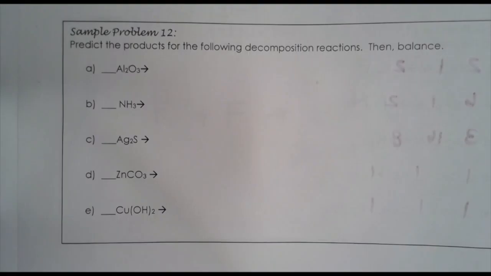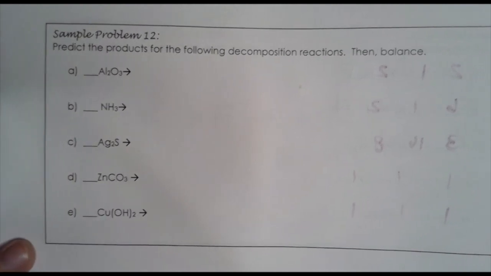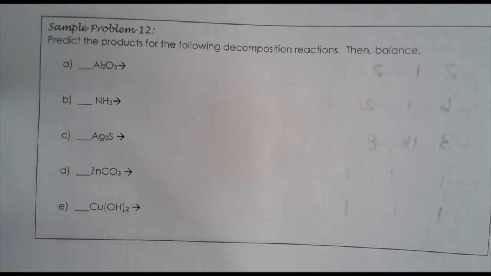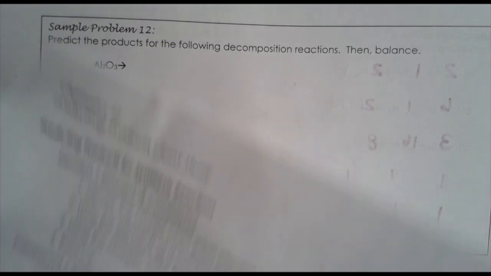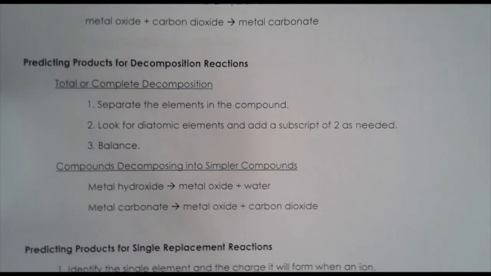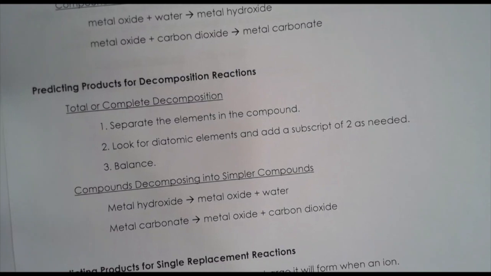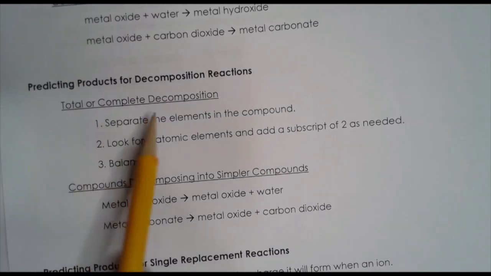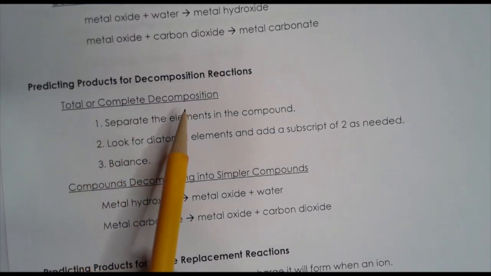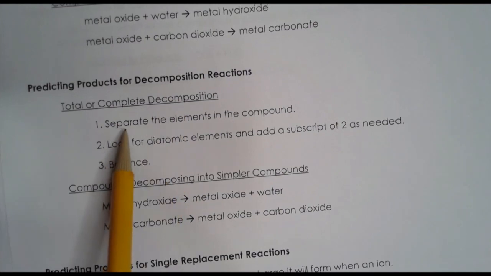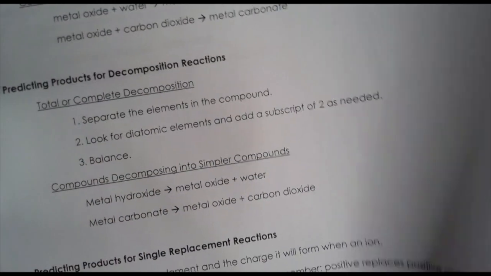I think decomposition reactions are actually some of the easiest ones to do. In fact, I think they're easier than synthesis because you don't have to think about switching any charges. So, predict the products for the following decomposition reactions. Again, I'm just going to reference this predicting products cheat sheet here. We're going to focus on this first one, total or complete decomposition. The first step is to separate the elements in the compound.